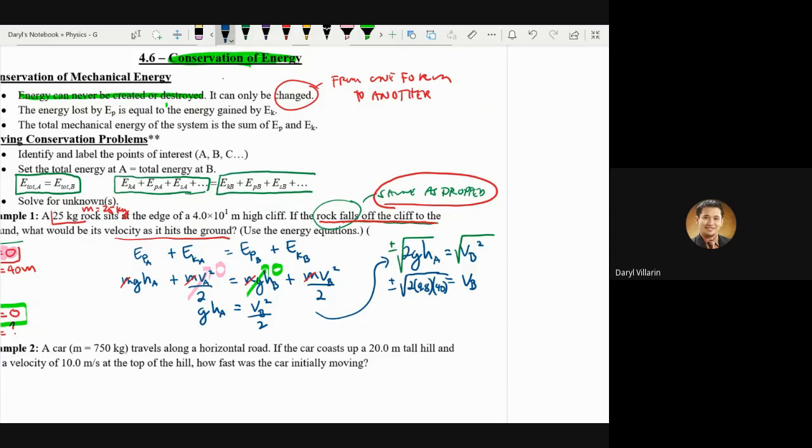However, since this is moving downwards, this should be negative 28 meters per second for V sub B. Or V sub B is 28 meters per second down.